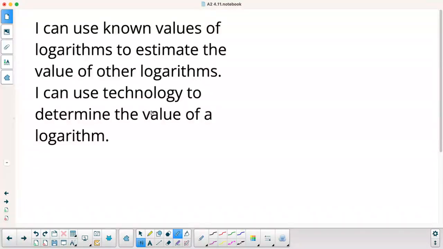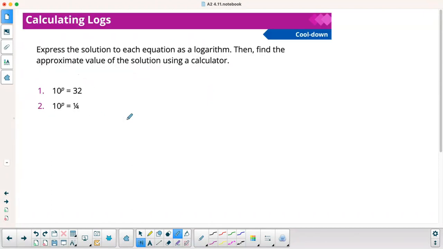All right, so I can use known values of logarithms to estimate the value of other logarithms. I can use technology to determine the value of a logarithm. All right, so express the solution to each equation as a logarithm, then find the approximate value of the solution using a calculator. Okay, so this is going to be log base 10, I won't write the 10, of 32 equals p. So this is exact. And then when I just type in log of 32 on my calculator, I get 1.5051.